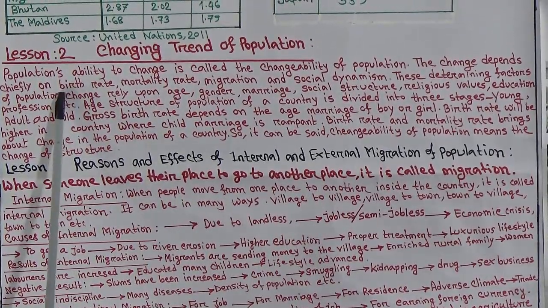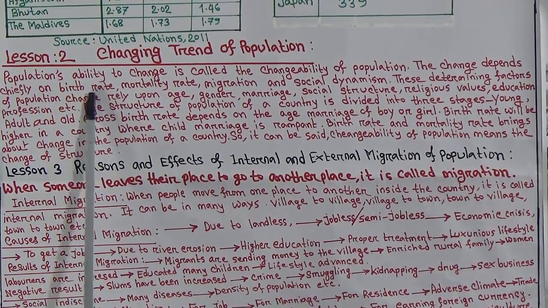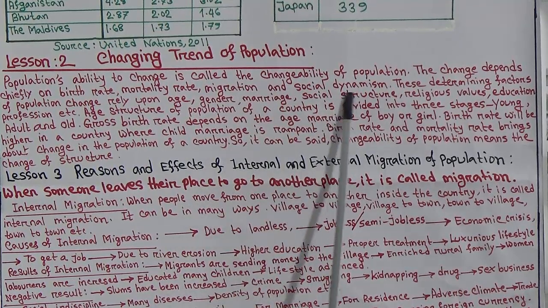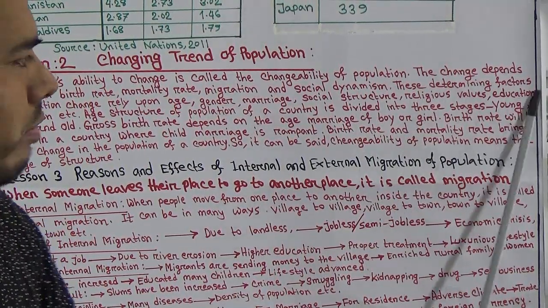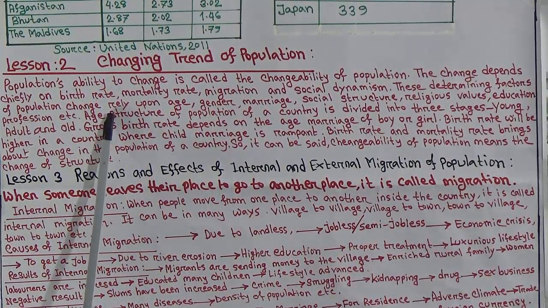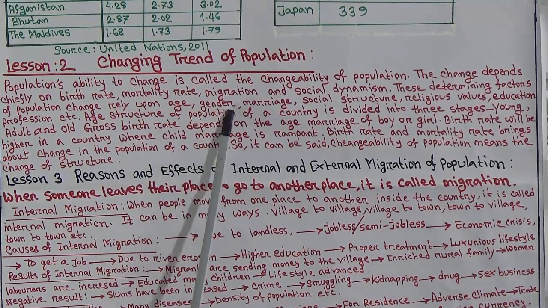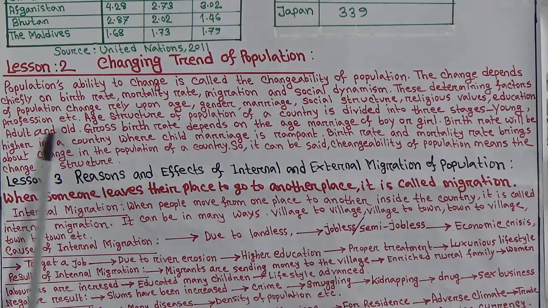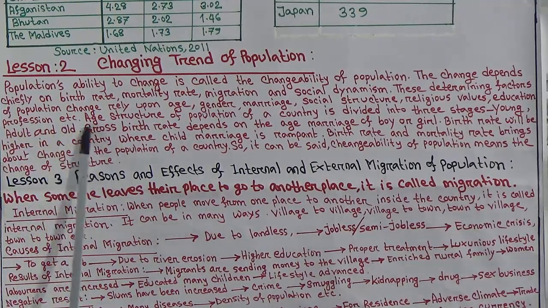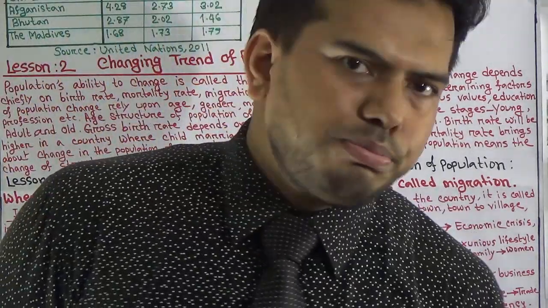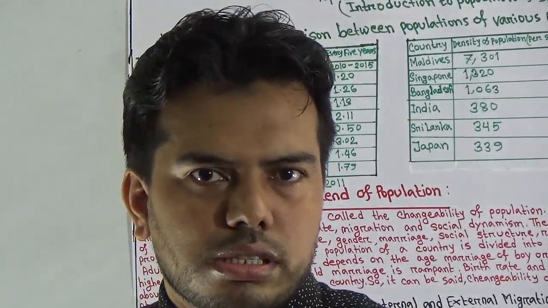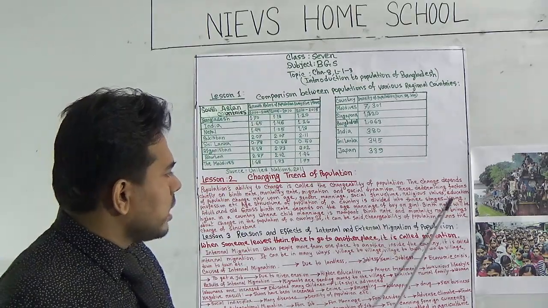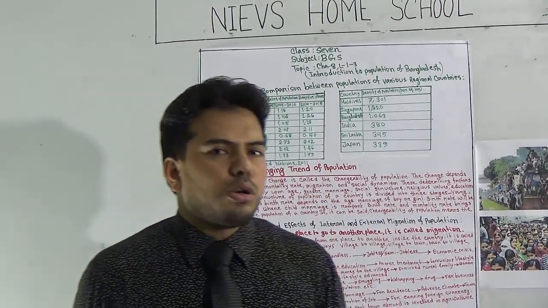Underline this specific information. Why does the change take place? Birth rate, mortality rate, migration and social dynamism. These determining factors of population change rely upon age, gender, marriage, social structure, religious values, education, profession, etc. The age structure of population in every country we can divide in 3 ways. First of all, young, then adult, and finally old.